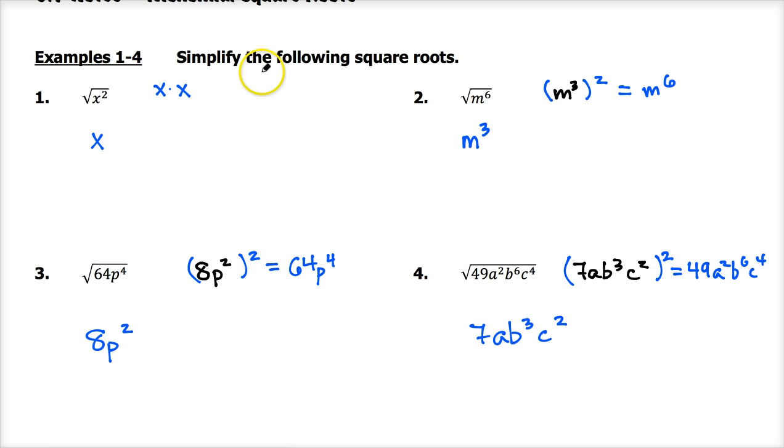Notice every time we were taking the square roots of our variable powers, we were simply dividing the exponent by 2. Okay, x squared, if you divide that exponent by 2, you get x to the first. M to the sixth, you get m to the third. C to the fourth, you get c squared. So that's basically the trick for how to simplify radicals with variable powers in them. But what we're really doing is thinking about what you are squaring to get that original part under the radical.